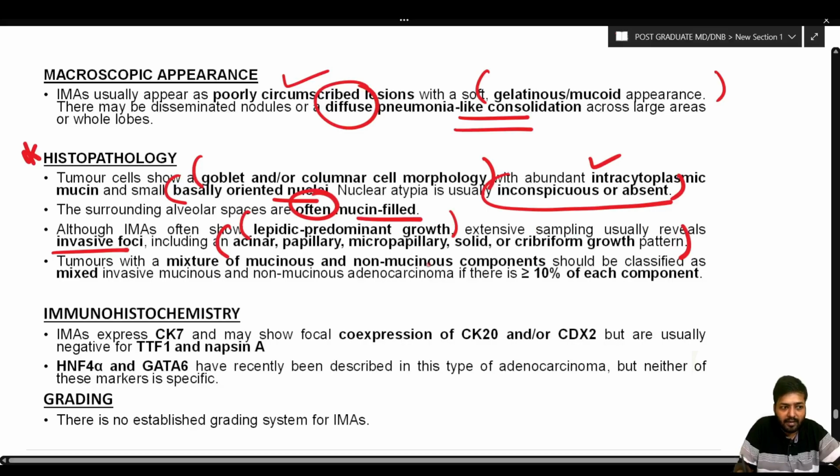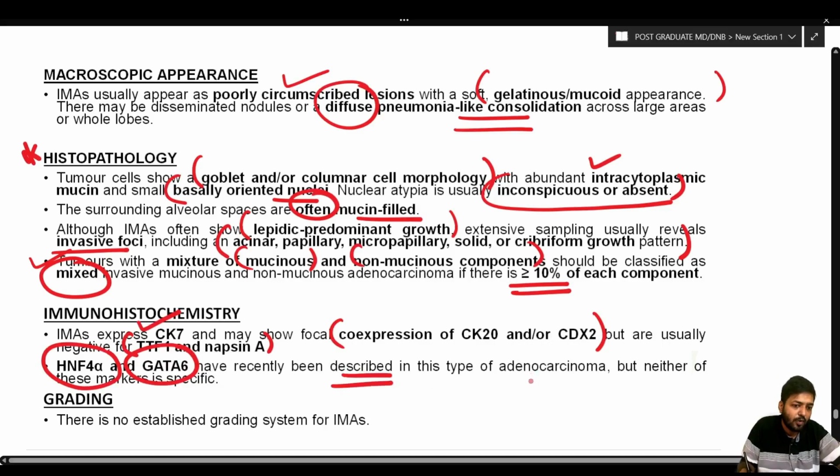Now, the tumors with a mixture of mucinous and non-mucinous components should be classified as mixed invasive mucinous and non-mucinous adenocarcinoma if there is more than or equal to 10% of each component. So, this becomes very important. Immunohistochemically, remember, they express CK7 and they may show focal co-expression of CK20 and/or CDX2, but are usually negative for TTF1 and napsin. Now, HNF4 alpha and GATA6 have recently been described in this type of adenocarcinoma, but neither of these markers is specific.